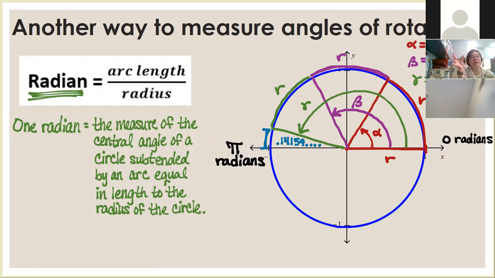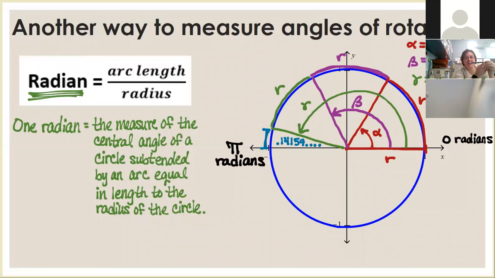Just like we practiced labeling around the circle in degrees, oh, that's okay. It's actually an alt code shortcut. I can show you how to do it at some point, but for right now, just type in PI. It's honestly faster than the alt code.